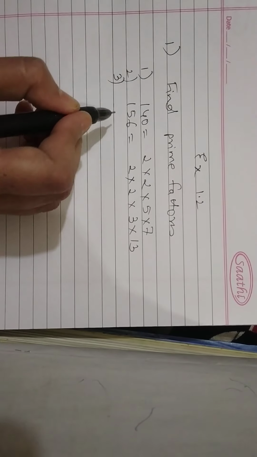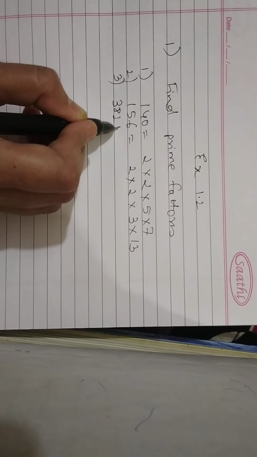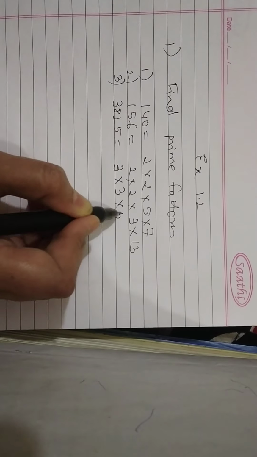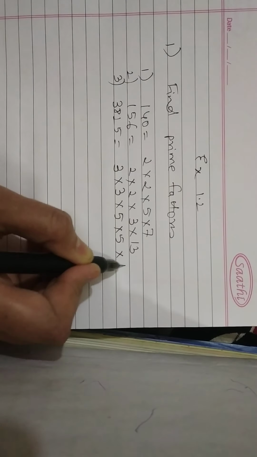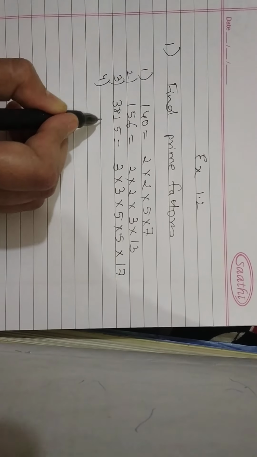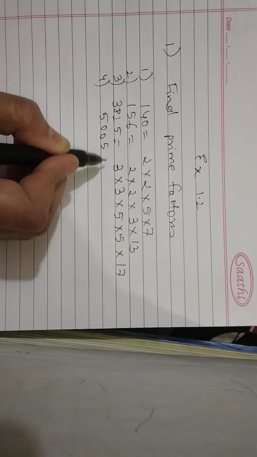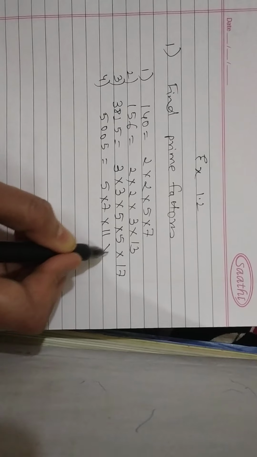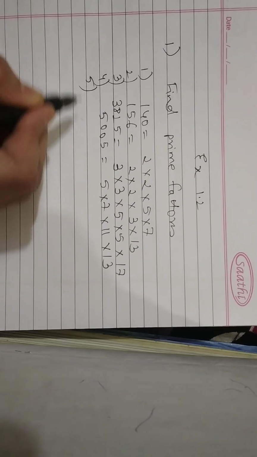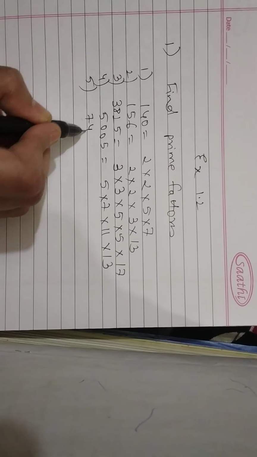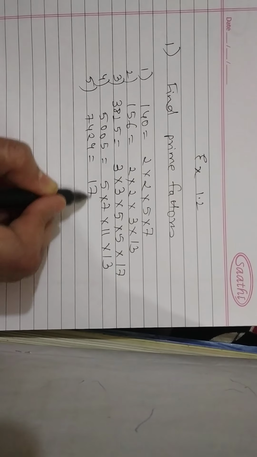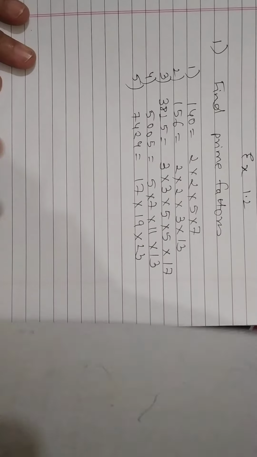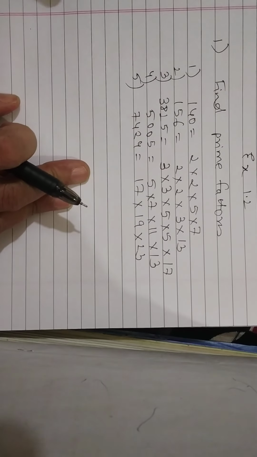You can verify also if it is true or wrong. 3825 is 3 into 3 into 5 into 5 into 17. 5005 comes to 5 into 7 into 11 into 13. And the last, 7429, is 17 into 19 into 23. It is very simple. You can find out the prime factors.